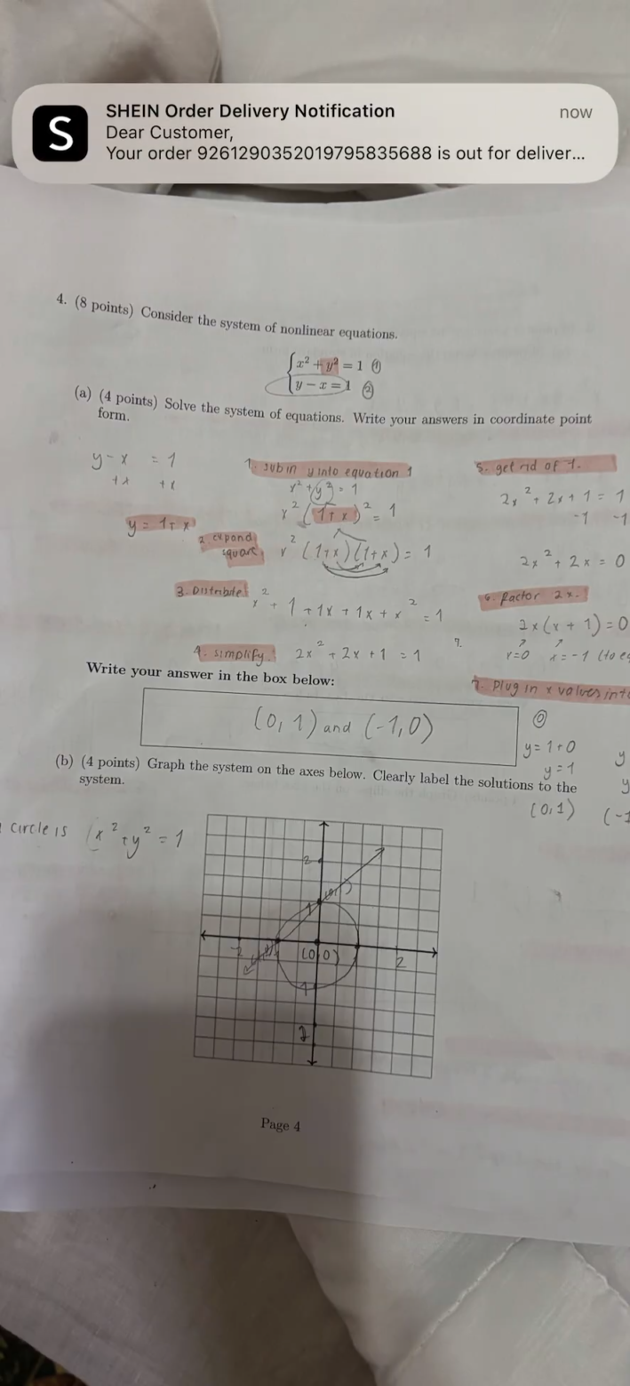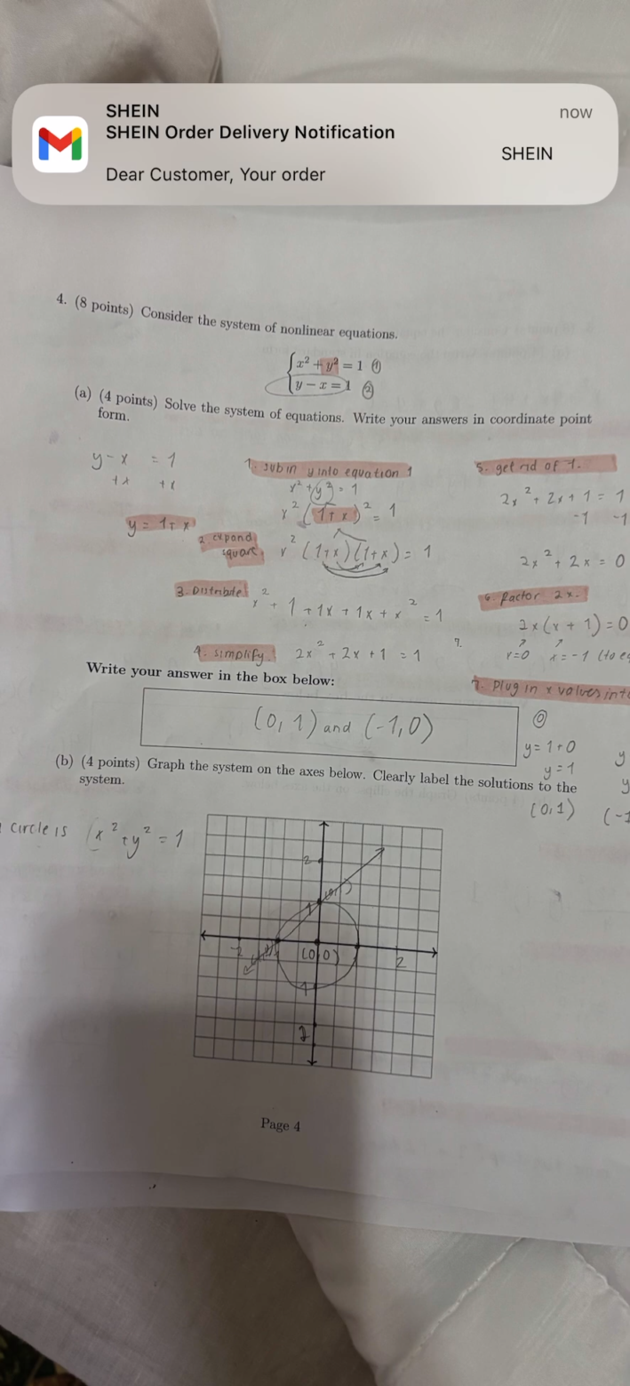When we consider systems of nonlinear equations, we need to sub y into equation 1. We have x squared plus y squared equals 1, and our second equation is y minus x equals 1. We want to get the y value, so we take the easiest equation. This is y minus x equals 1. We solve for y. We have y equals 1 plus x. We want to sub in y into equation 1.